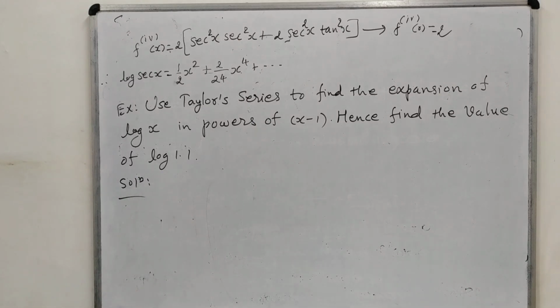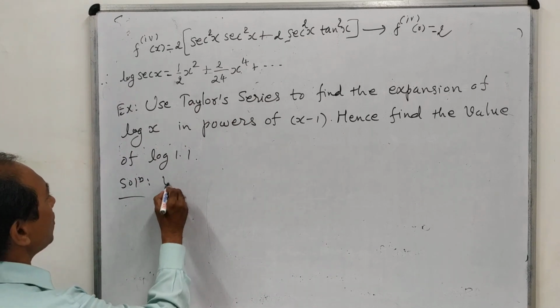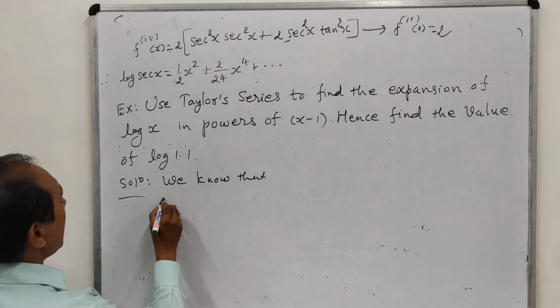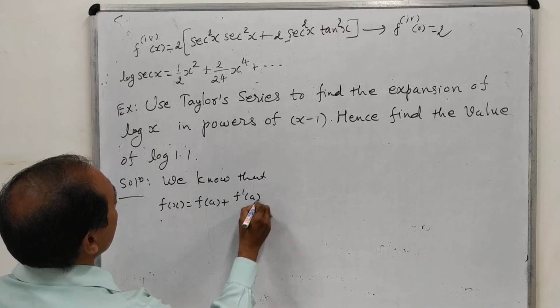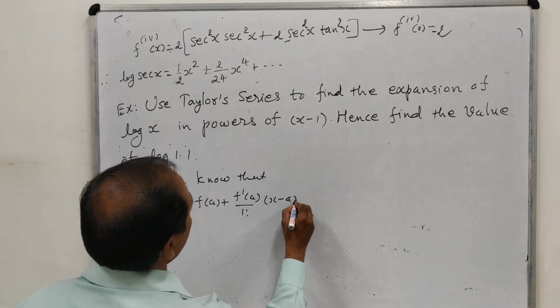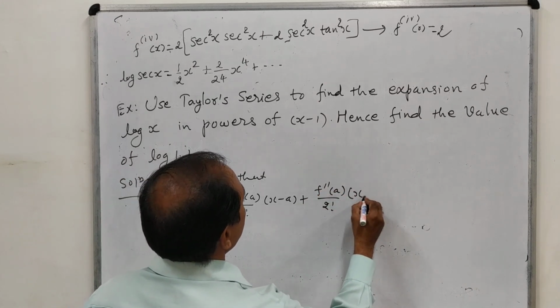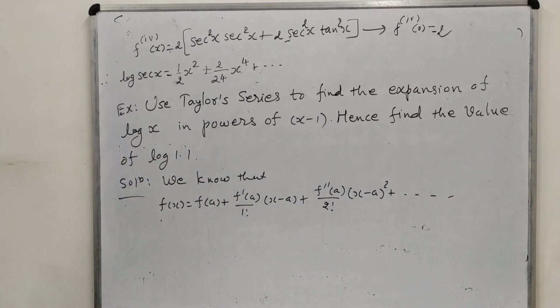As I told you, 1 or 2 marks we can obtain directly from the question itself. What is asked? Taylor series. So first we write out Taylor series. We know that Taylor series is f of x equal to f of a plus f dash a upon 1 factorial into x minus a plus f double dash a upon 2 factorial x minus a whole square. Then the third term, fourth term, every term will come, so plus dot dot dot.